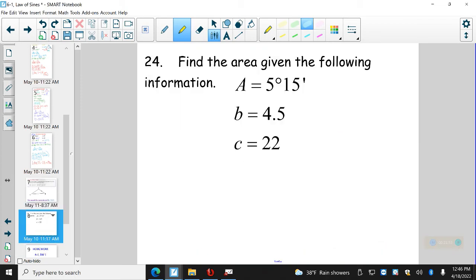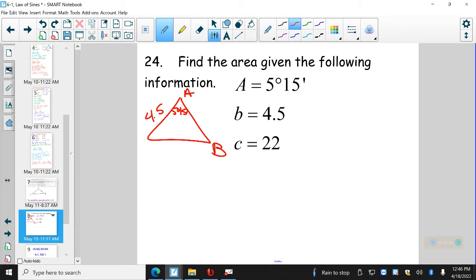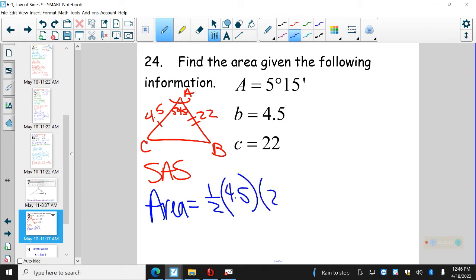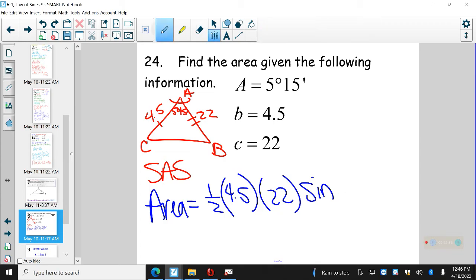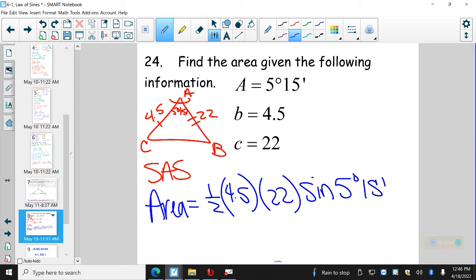Example. This is what I give you. If I draw the triangle, here's A, 5 degrees, 15 minutes. Here's B, that's going to be 4.5, and C is going to be across from that being 22. Side, angle, side. Do you see the side, angle, side? So the area is going to be 1/2 times the 4.5 times the 22, because those are the side lengths. Then multiply that by the sine of the angle included, which is 5 degrees, 15 minutes. Do we see it? 5 degrees and 15 minutes.